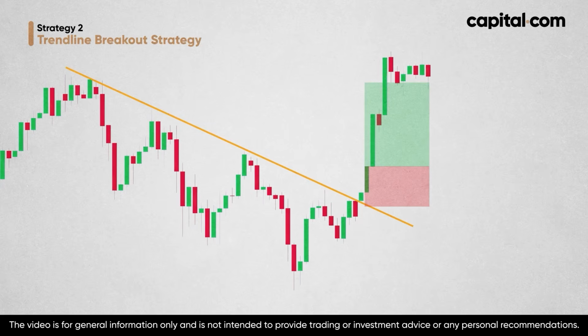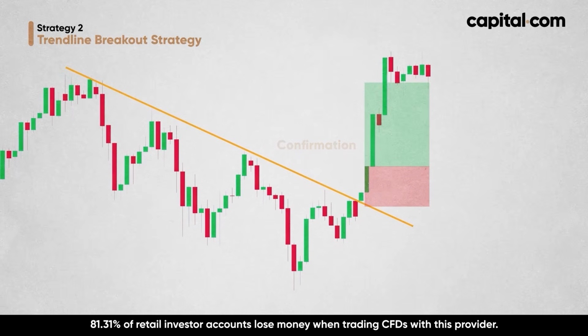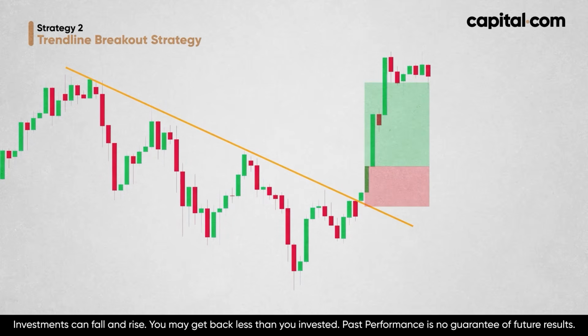The main idea behind this strategy is confirmation. Instead of trading every breakout, we wait for price to show weakness in the old trend and strength in the new direction. This helps us avoid false breakouts and enter trades with more confidence.